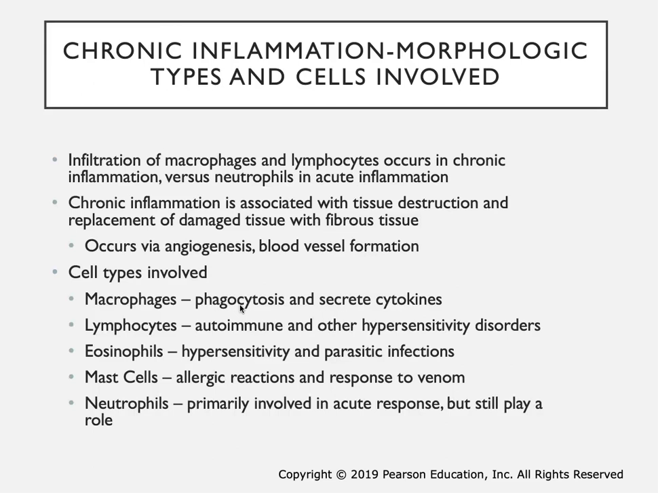Eosinophils, I think I might have spelled that wrong. No, I didn't. Okay. Those are particularly involved in hypersensitivity disorders and also parasitic infections. Mast cells, allergic reactions, response to venom. I told you that mast cells produce histamine. You think about histamine in allergic reactions. Neutrophils are primarily involved in the acute response, but they still do play a little bit of a role in chronic inflammation as well, okay?